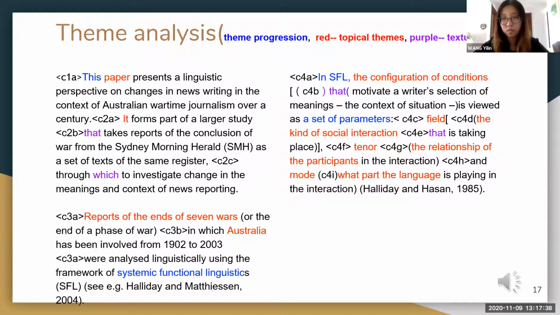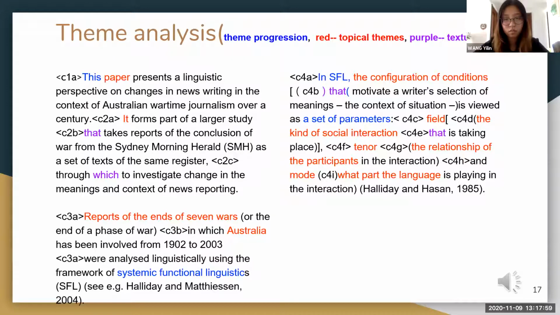4b worked as the elaboration and started with the word that. That is also the textual theme. Together, sentence C to G are the elaboration of both A and B. Starting from 4C, it is a long sentence that elaborates A and B.